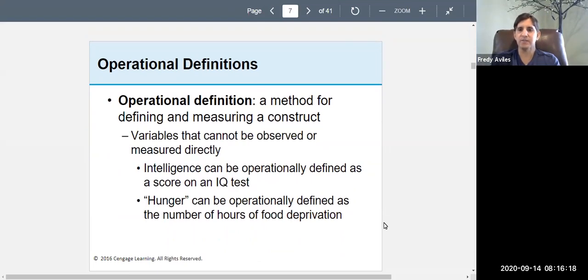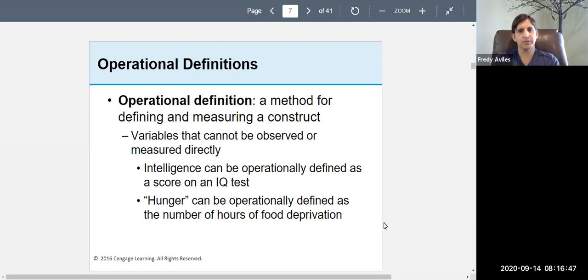An operational definition is really a definition that allows us to measure something. So it's a method for defining and measuring a construct. We need to define things in a way that allows us to measure them, okay? So we need to define self-esteem in a way that allows us to measure it. We need to define intelligence in a way that allows us to measure it. That's what an operational definition is, okay? So, theories lead us to constructs, and constructs lead us to operational definitions.